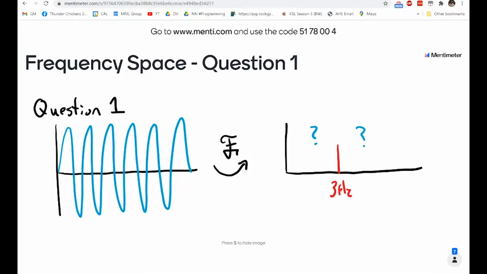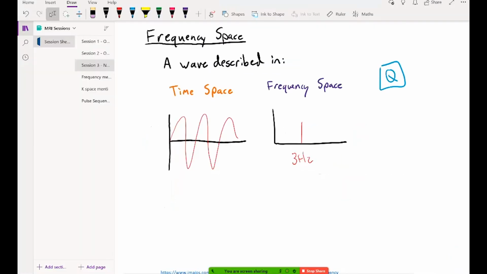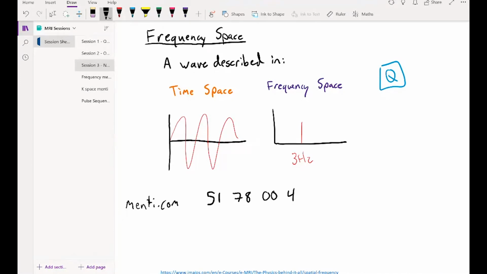So I'll write down the number 5178004. Sorry, I forgot if I had this example on the slide as well. I'm just writing down the code in case anyone still needs it. I'll need to go back to actually check the answers, but that's fine.